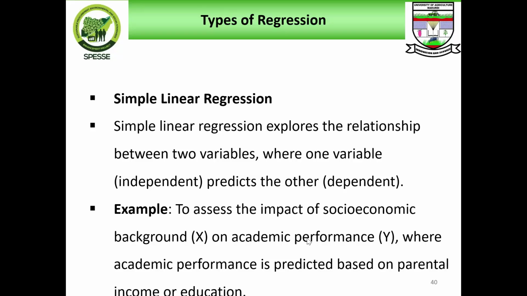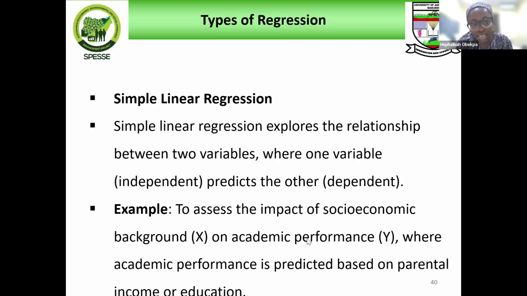Socioeconomic background is the independent variable and academic performance is the dependent variable. Beautiful. So the socioeconomic background, see it as X. Academic performance is Y. Remember that Y is always your dependent variable. So it is automatic: anywhere you see Y, just know that that is your dependent variable, right?